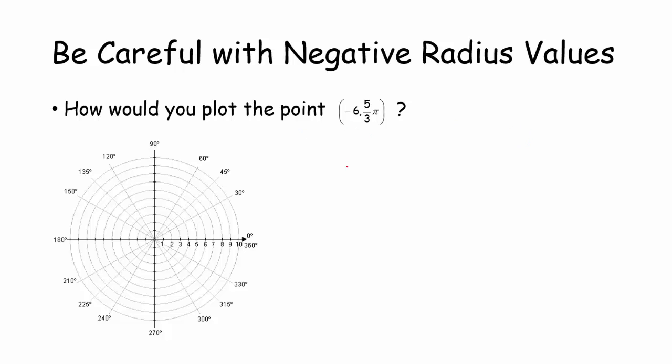So how would we plot this point? Here we've got a point, and this is written in polar. Points in polar are usually written as r, theta. So for this point here, the radius value is -6, and the angle in standard position is 5 pi over 3.